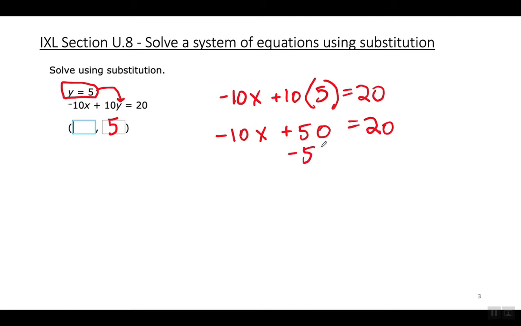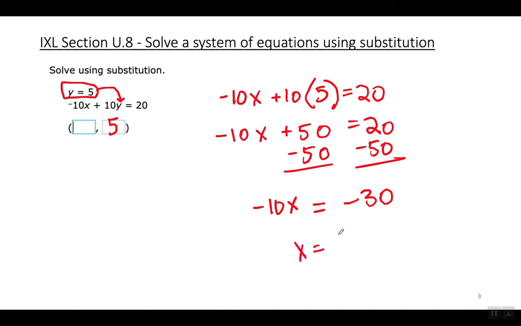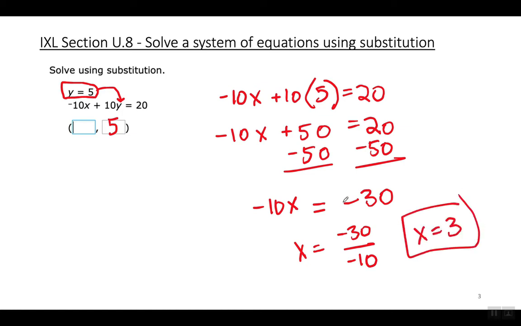Now subtract 50 from both sides, and I get negative 10x equals negative 30. So x is going to equal negative 30 divided by negative 10. So x equals positive 3. And there's my answer, 3, 5.